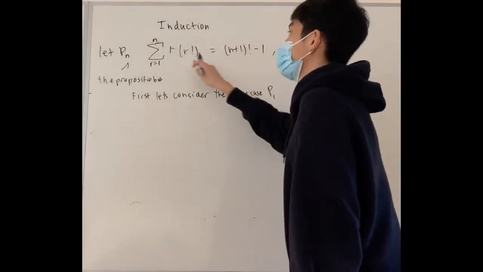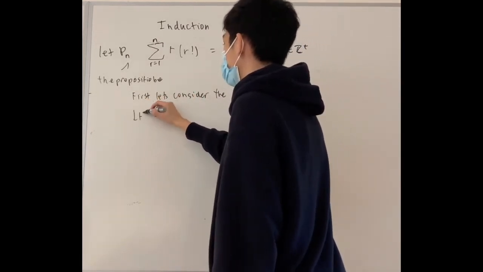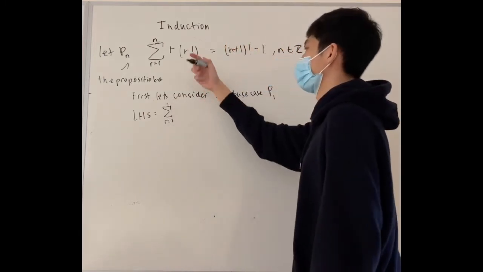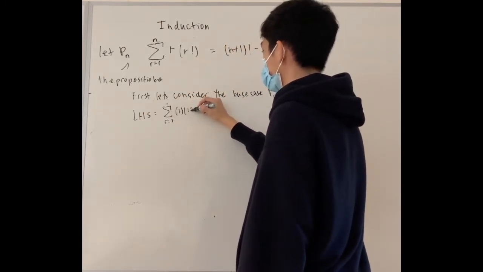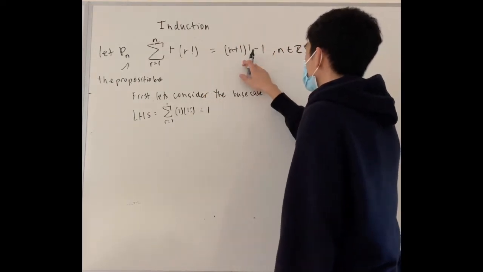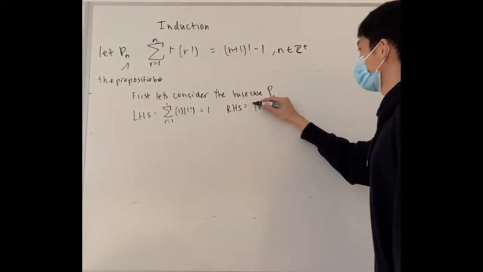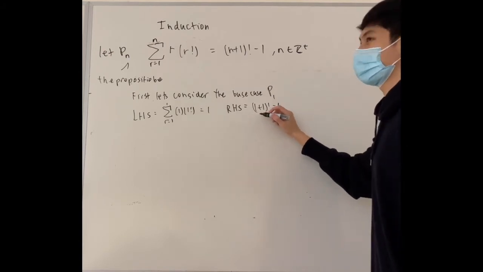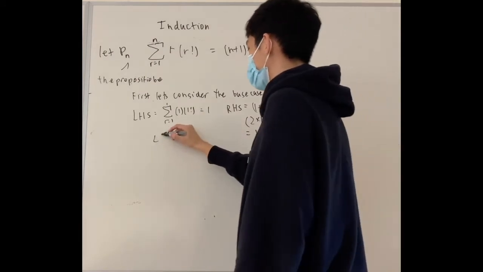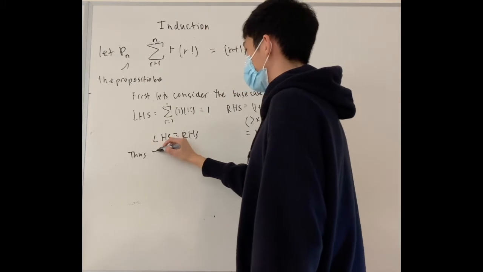So what we do is we just sub it in here and show that it's equal. The left hand side is equal to the sum from r equals 1 to 1, so that's just summing one term, 1 times 1 factorial, which is just equal to 1. The right hand side is equal to 1 plus 1 factorial minus 1. What's 1 plus 1 factorial? 2 factorial, that's 2 times 1, minus 1. This is equal to 1. Left hand side is equal to right hand side. Thus, the base case holds true.